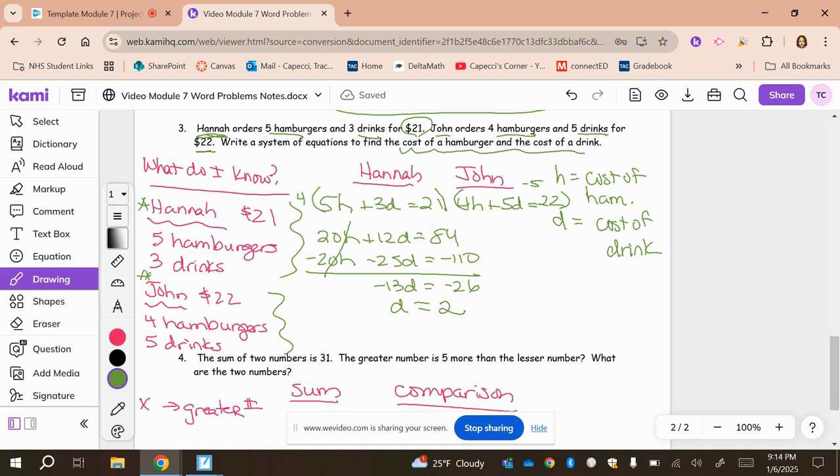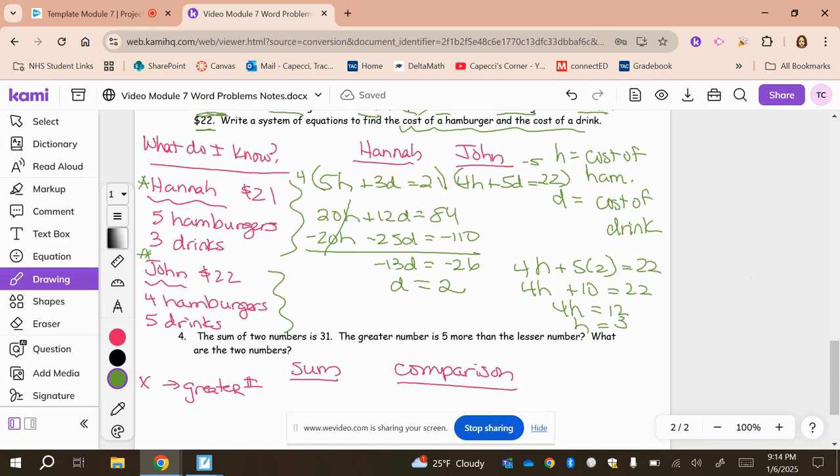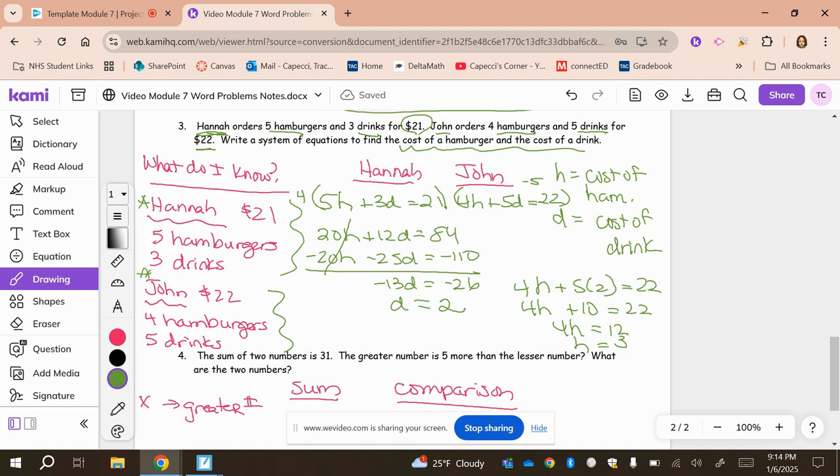Then I can substitute it into either equation to find the value for h. I'll use the equation for John. So I have 4h plus 5 times 2. I know the value of d is 2, and that is equal to 22. So that gives me 4h plus 10 is equal to 22. 4h is equal to 12. So h is equal to 3. So now again, I'm looking at the cost. I know that each drink is $2, $2 per drink, and then it is $3 per hamburger, and that's what they're asking for.